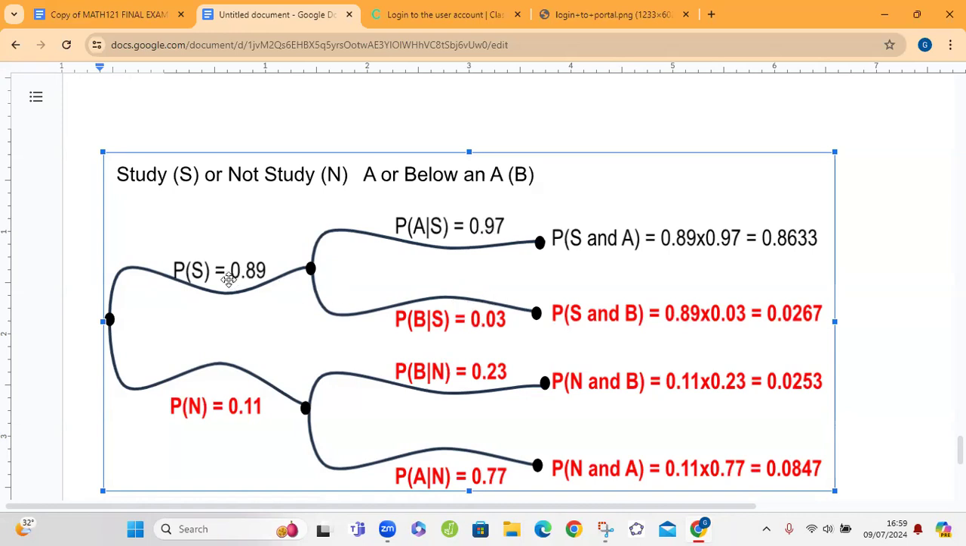And you can call this the study branch. If he studies, the probability of him getting an A is 0.97.